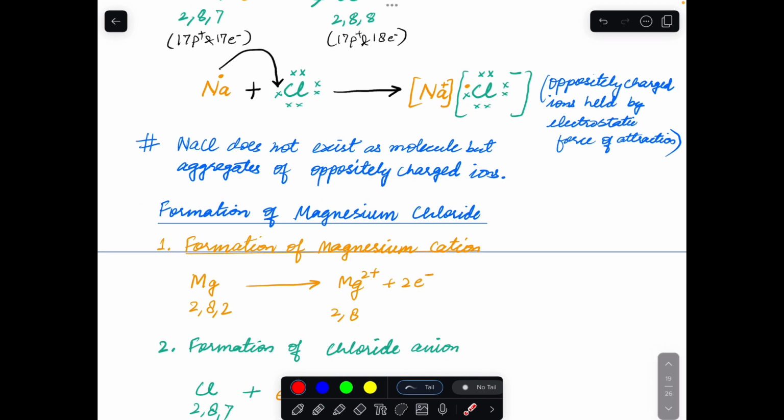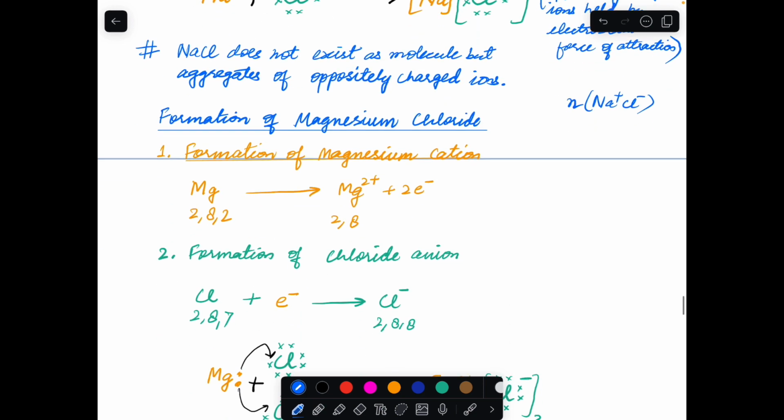One thing which is important to remember here is sodium chloride does not exist as a molecule like HCl. Why? Because it is an aggregate of oppositely charged ions. A large number of positive ions are surrounded by a large number of negative ions, and every negative ion is surrounded by a large number of positive ions. So we will get a 3D crystal, a network of positive and negative ions. So when we write sodium chloride, it is better to write it like this: Na+ Cl-, and we have n number of ions of sodium and chlorine.